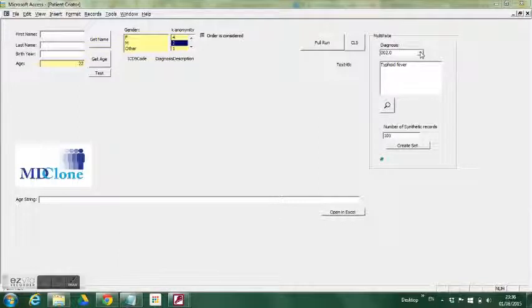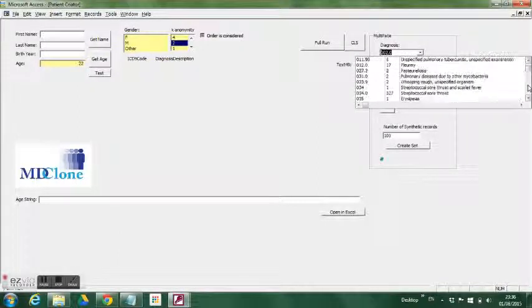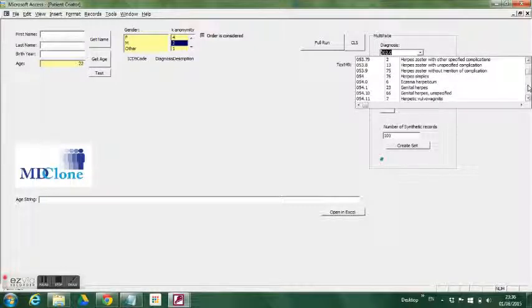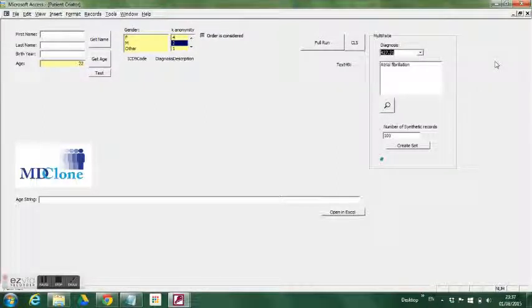We will now demo MD-clone data fabrication system. We'll start with selecting an ICD-9. We can select any ICD-9 from the data. We are looking currently at a real data set of 10,000 patients.